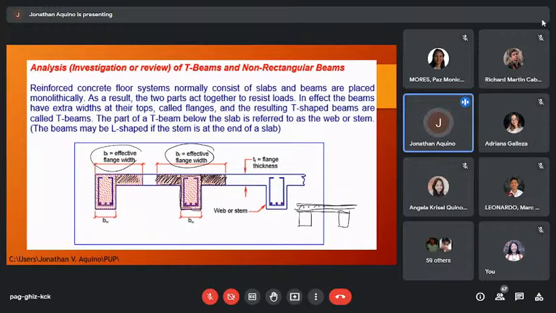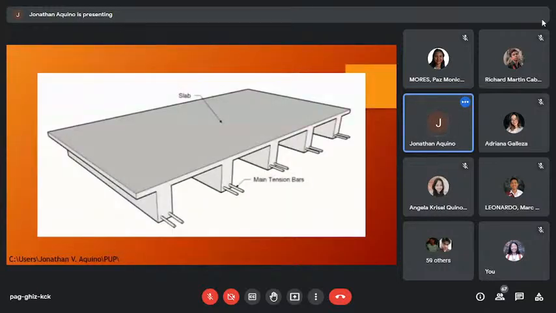So this effective flange width, merong requirement yung code, o merong recommendation yung code. But this recommendation is based on experiment. So ibig sabihin hindi siya mathematically proven, but based on experiment or based on practice, they come up with the effective width of flange to be considered for edge beam, L-type, and T-beam na T-type. Okay. So ito yung slab natin.